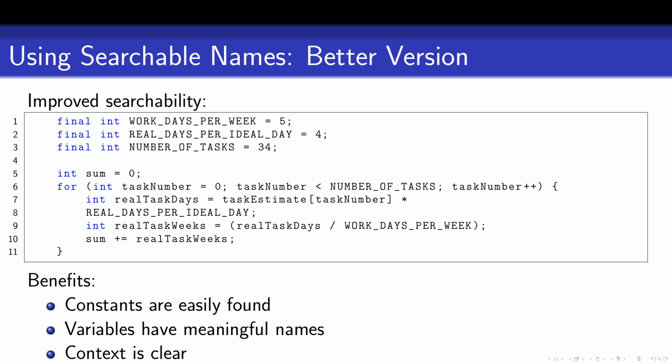Contrast that with this cleaned-up version. Constants like work days per week and number of tasks replace the magic numbers, and variables like sum and task number give you something to grip onto. Now you can search for number of tasks and find exactly where it's used. No guesswork. Searchable names make your code a breeze to navigate, especially in larger projects where context is everything.